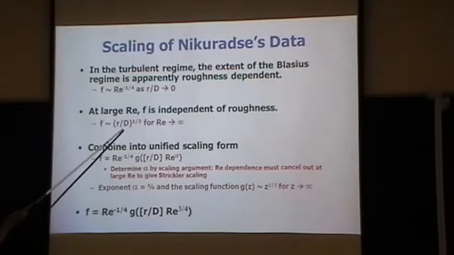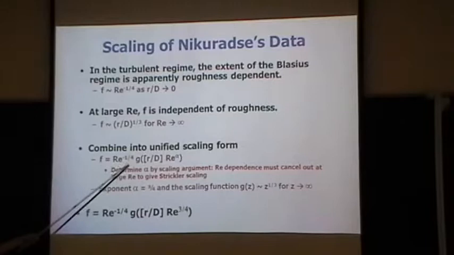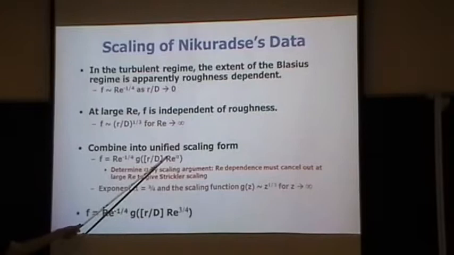So the goal then is, can we combine these two stylized facts into one unified scaling form, just like we did with the code? And so we do that. We say friction factor goes as Reynolds to the minus a quarter, times some function of the roughness, times Reynolds to some exponent. We have alpha, I'm calling it alpha here. We call it capital delta in the case of the mechanic system.